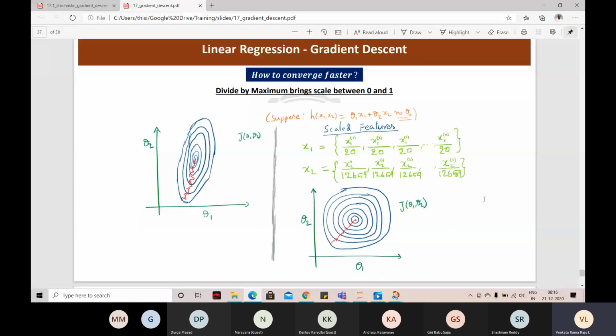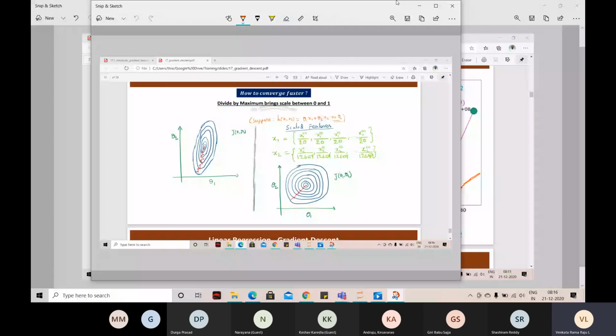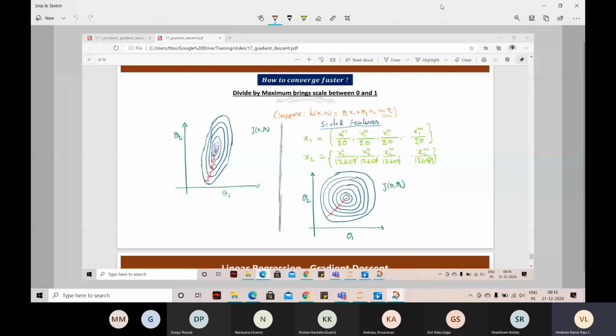So this is called a contour plot. What is a contour plot? No need to understand this, but out of my curiosity I'm explaining. In some places there will be mention of contour. Here there is J of theta, theta 1 and theta 2. I am actually showing a two-dimensional plot, but actually it was a three-dimensional plot.